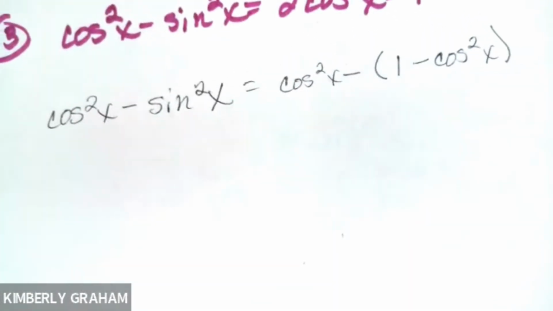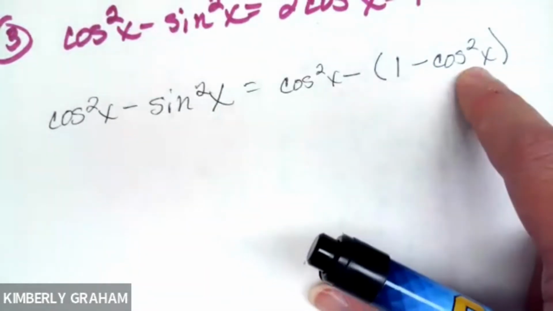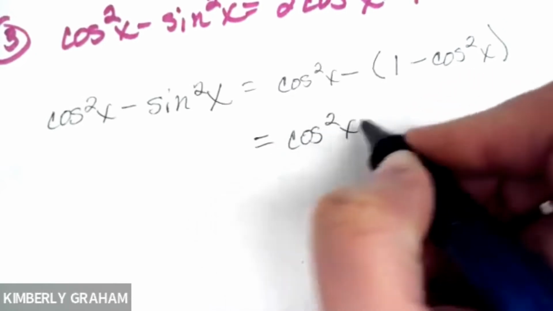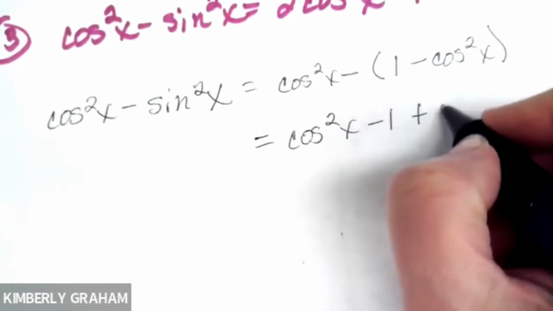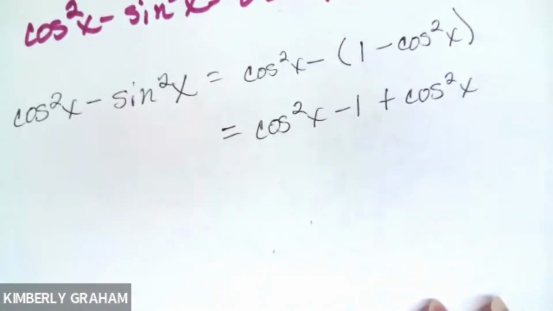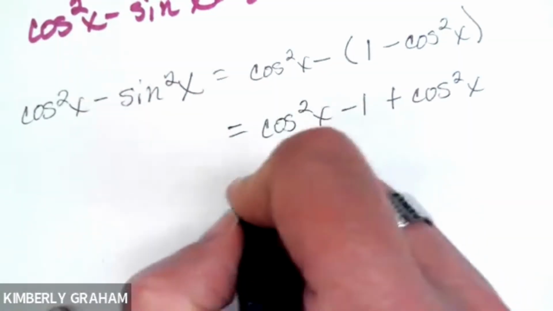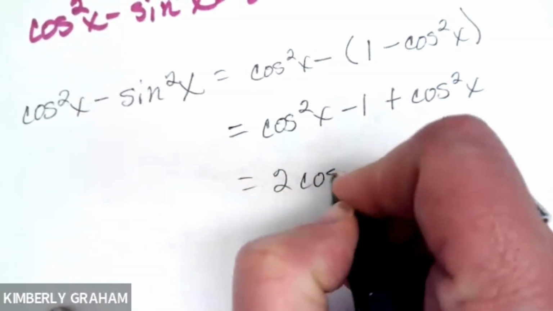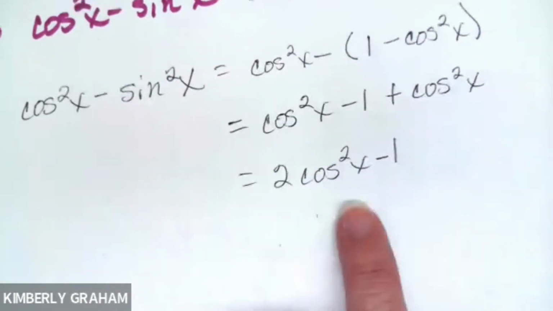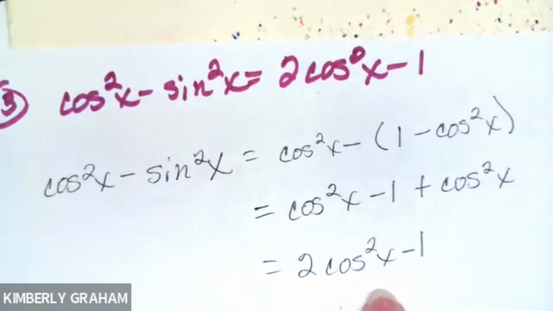So I need to drop the parentheses and distribute this negative. So that's going to give me cosine squared x minus 1 plus cosine squared x. Now I can add my like terms. Cosine squared and cosine squared is 2 cosine squared x and then minus 1. And that's what I was trying to prove.